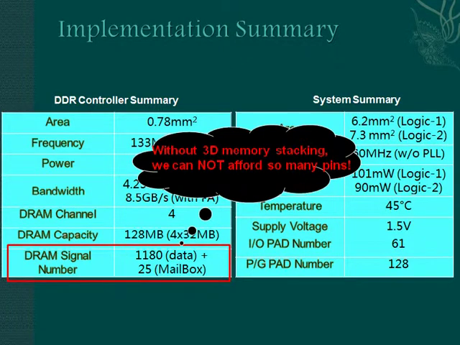According to the chip and simulation results, we can see the DRAM signal number is above 1000. Without 3D memory stacking, we cannot afford so many pins. Our group also did excellent stacking and received 4T per second bandwidth for data backup. 3D technology has so good performance in breaking the memory wall and relieving the pin number constraint.